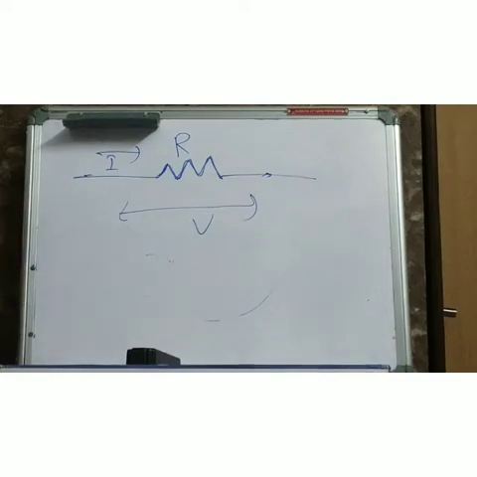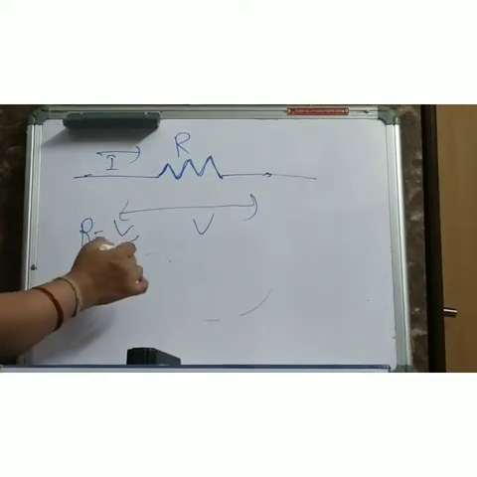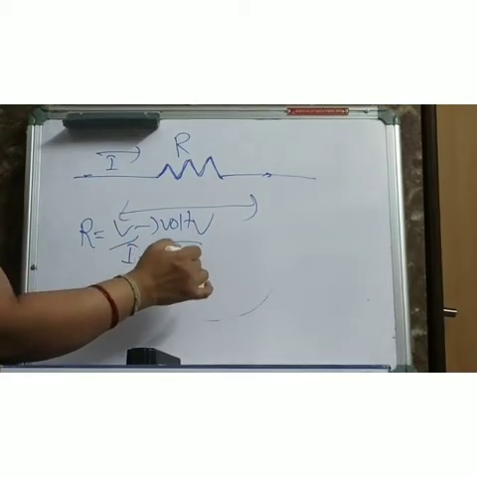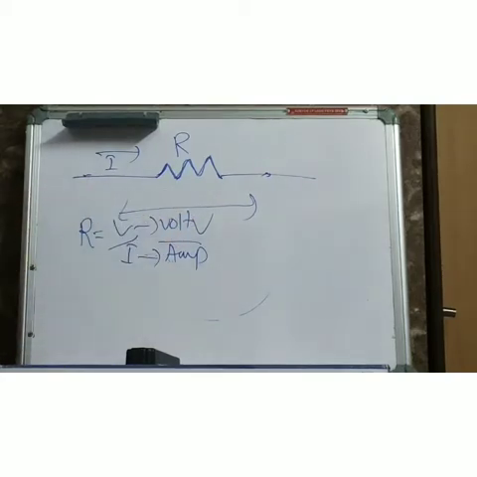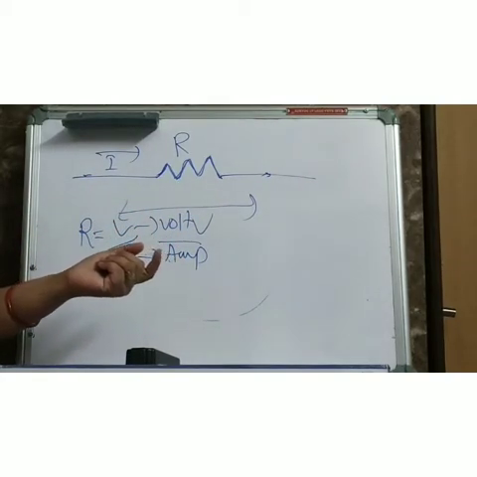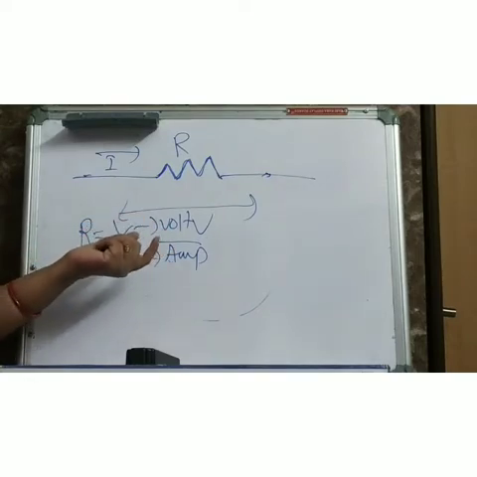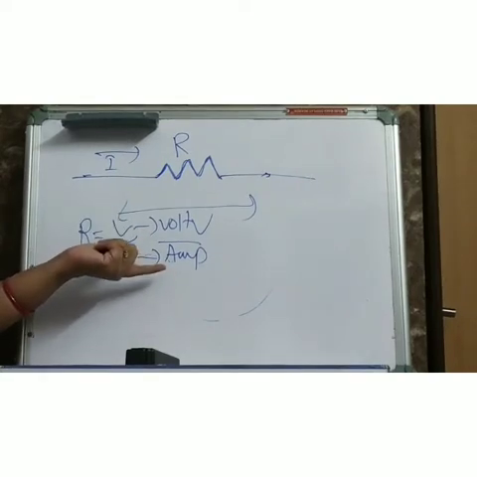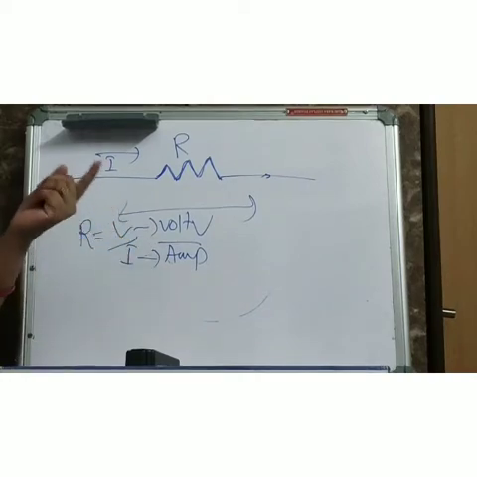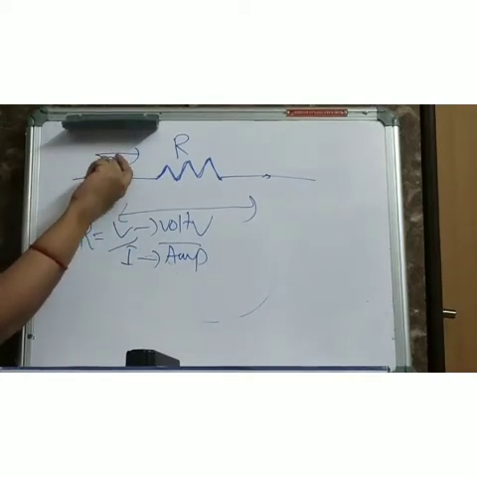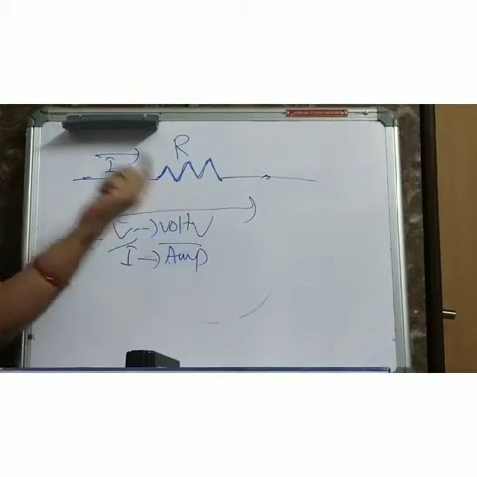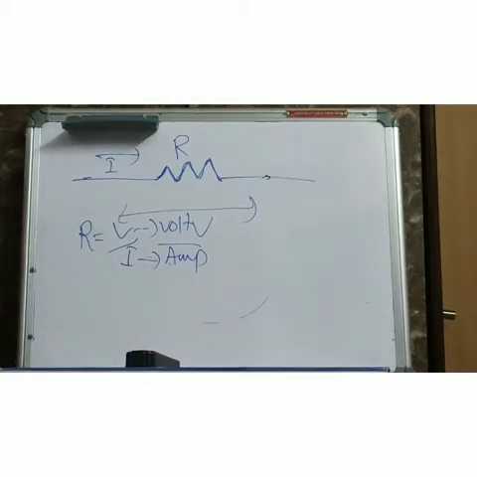This thing we know. And R is equal to V by I, where V is in volt and I is in ampere. So 1 ohm is equal to 1 volt by 1 ampere. So how do you define this 1 ohm? The resistance of a conductor is said to be 1 ohm if a current of 1 ampere flows through it when a potential difference of 1 volt is applied. Okay? I think it is clear.